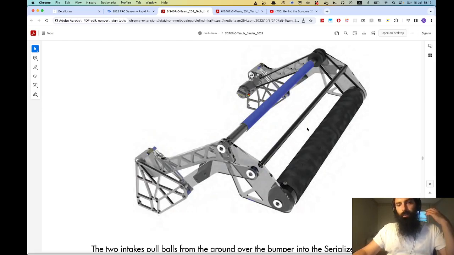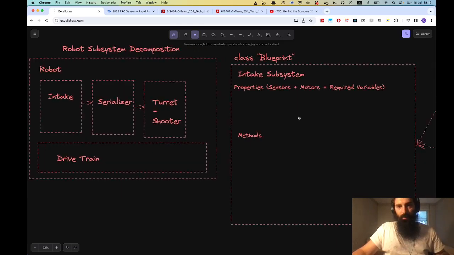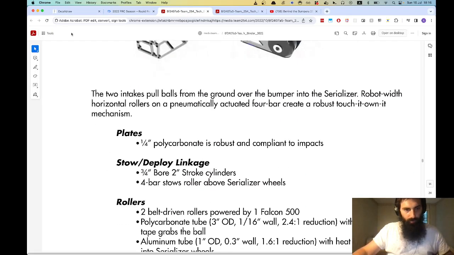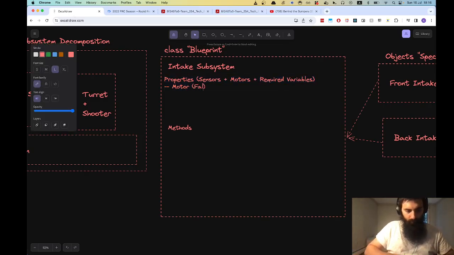So from an electrical component point of view, there's two elements: the motor, and then the piston. Okay. So what we do is we go back in here, and those are going to directly become two properties. So as for the properties, we're going to have a motor, and in this case it's a Falcon 500, and then there is a piston. So we'll get into solenoid. Let's see.